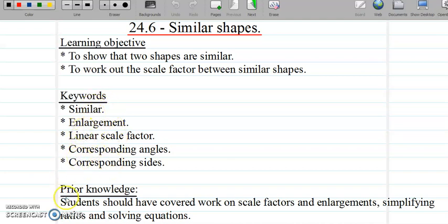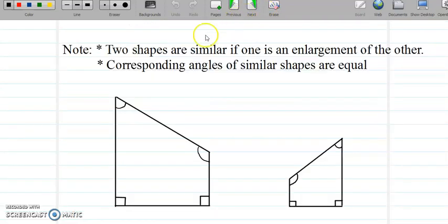Before we embark on this, students should have covered work on scale factors and enlargement, simplifying ratio, and solving equations. Now look at this. We notice that two shapes are similar if one is an enlargement of the other. These two shapes are similar, so this one is just the enlargement of this. We enlarge this to have this.